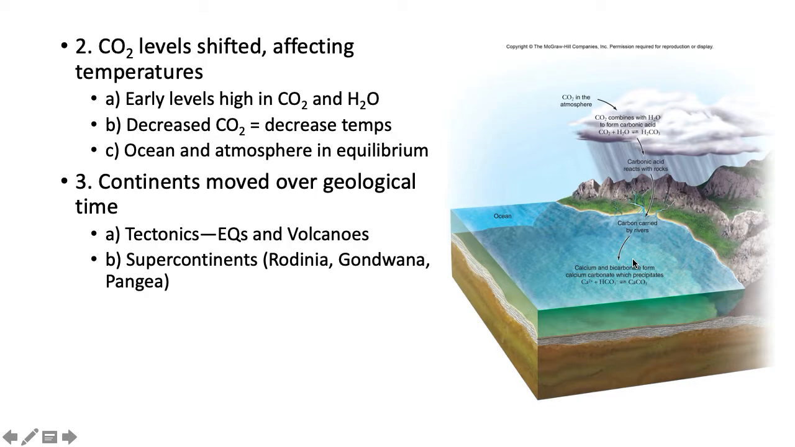Our continents have moved over time due to plate tectonics. With plate tectonics, we have to be aware that earthquakes occurred, volcanoes occurred, and as a result, plates move. So we've had a couple different supercontinents in the past. Pangaea is the most famous, but we did have Rodinia and Gondwana. So every year our plates do move a few centimeters, and over time the effects obviously can be astounding.